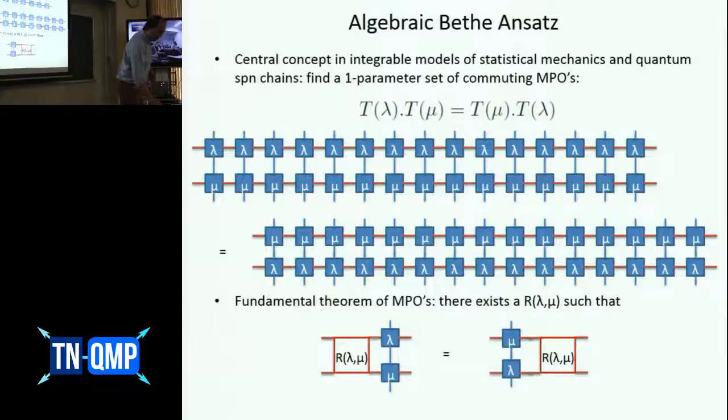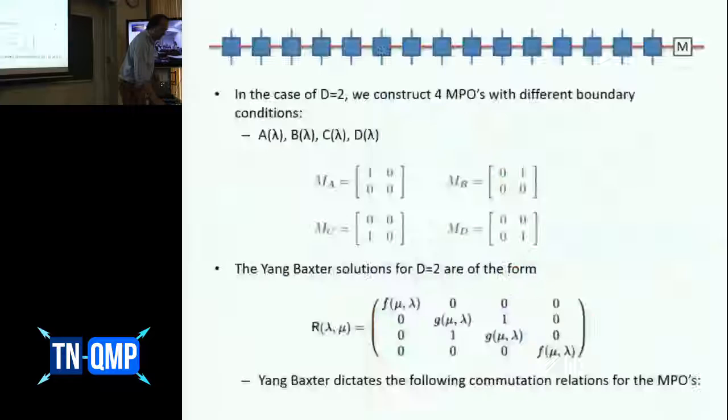So A, B, C, and D are matrix product operators. And the only difference is the boundary condition. How do you close the MPO? So there are two to the n matrices, A, B, C, and D. Each corresponds to this entire MPO, the entire MPO with a different boundary condition. And that's how you construct basically four different MPOs here.